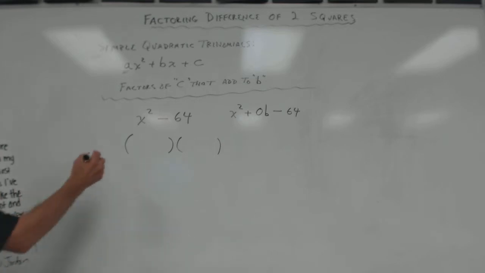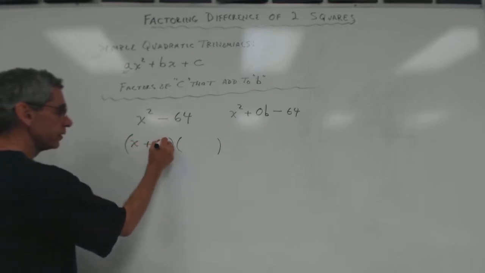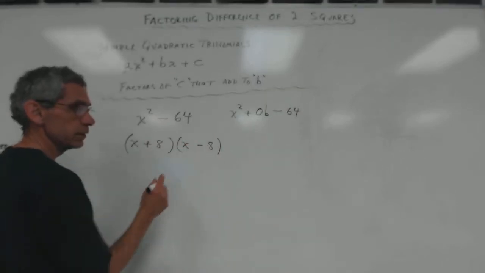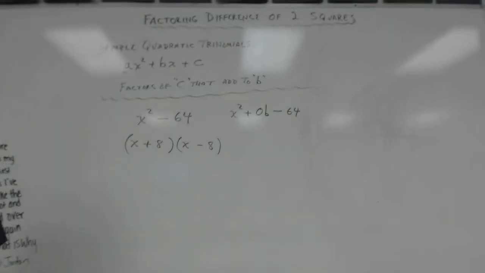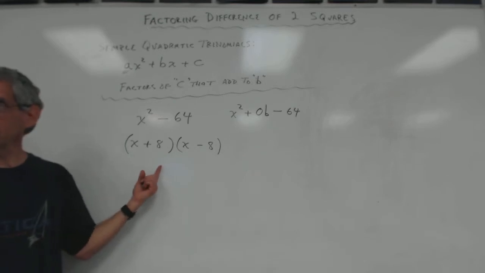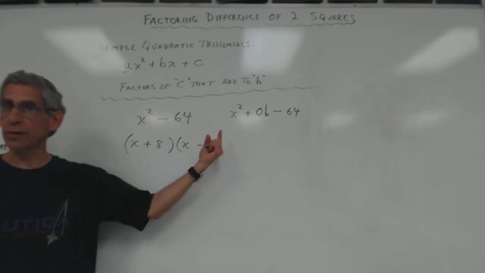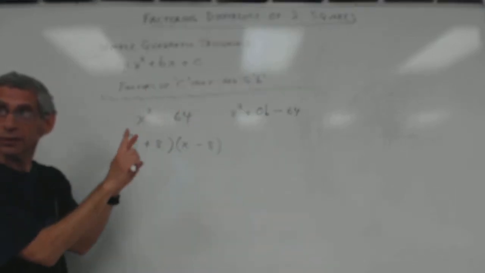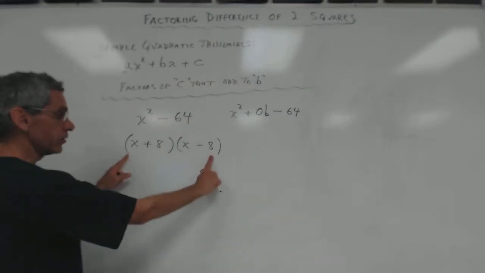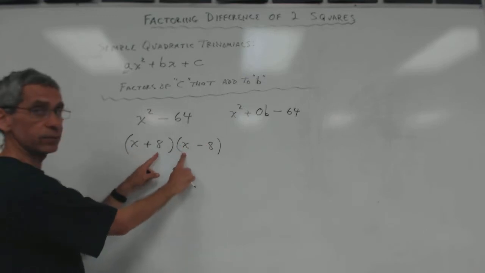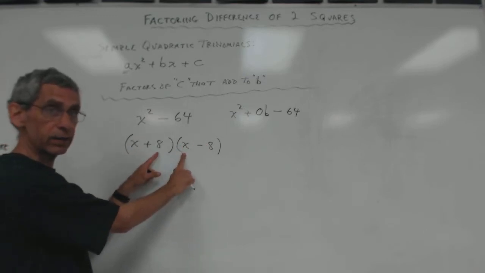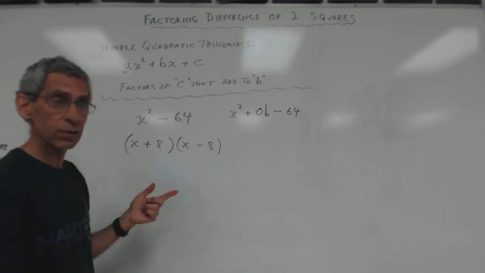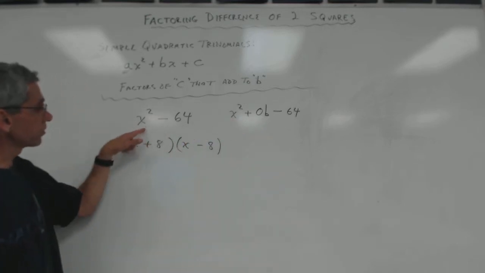Yeah. X plus 8 times x minus 8. That's interesting. Now, are we sure that's going to get rid of our middle term and make it a 0? Let's try it. Let's try our outside plus our inside, right? Outside is negative 8x, inside is positive 8x. 8x minus 8x is 0. So I have 0 x's, therefore this is what I get.